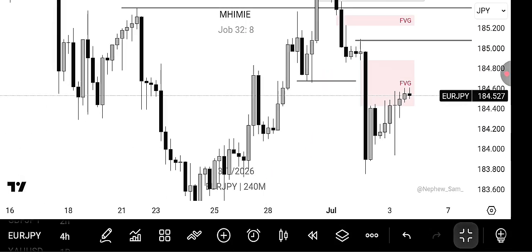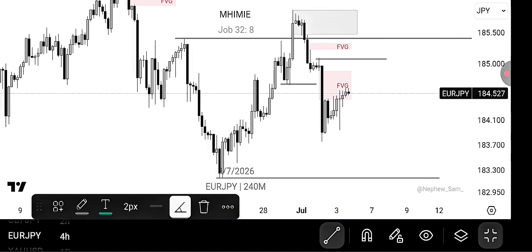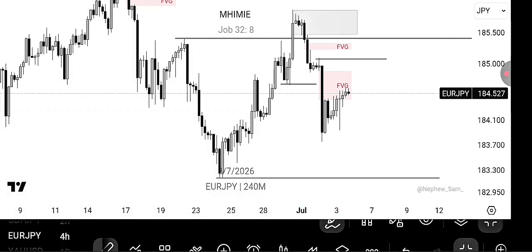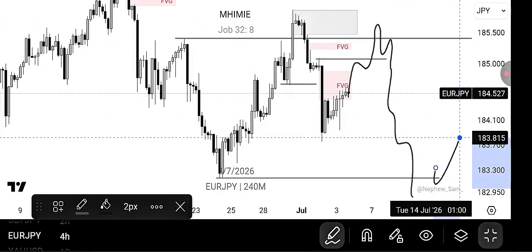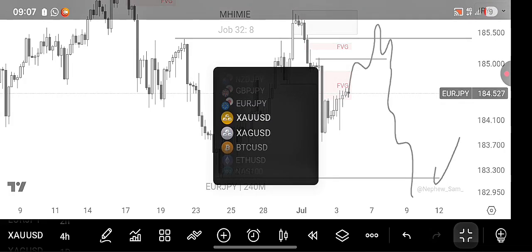All right. So similar case with GJ. So what I'm anticipating is price should maybe buy to this point and sell to take out this guy. All right. So that's that for GJ.